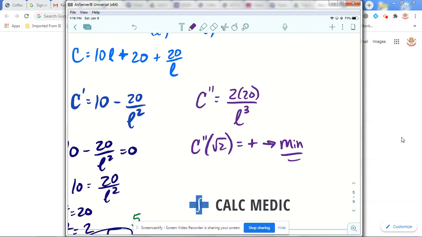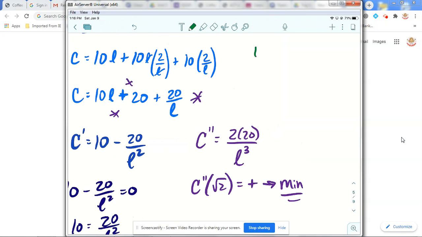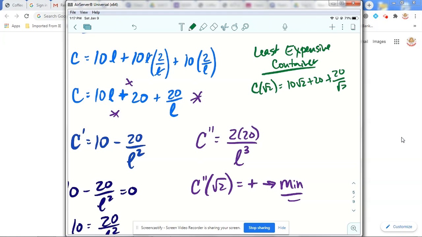All right, and then it asks, what is the cost of the least expensive container? So I just need to go back up and put the square root of 2 in for my L in this equation right here. And I get that is $48.24.